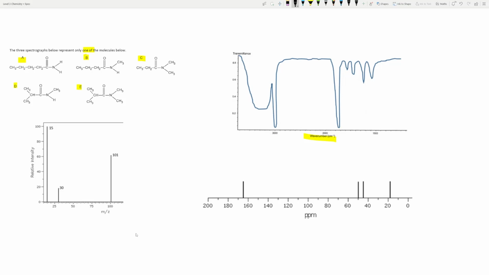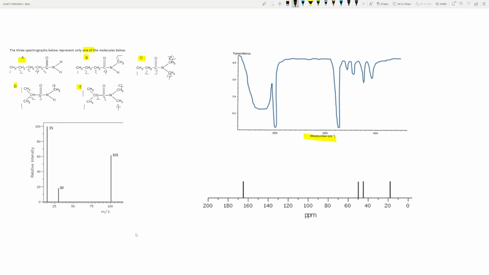So first things first, I like to do the carbon environment. So this is 1, 2, 3, 4, 5. So carbon molecule 1 has 5 environments. This is 1, 2, 3, 4, 5. This is 1, 2, 3, 4. This is 1, 1, 2, 3, 4. This is 1, 1, 2, 3, 4.